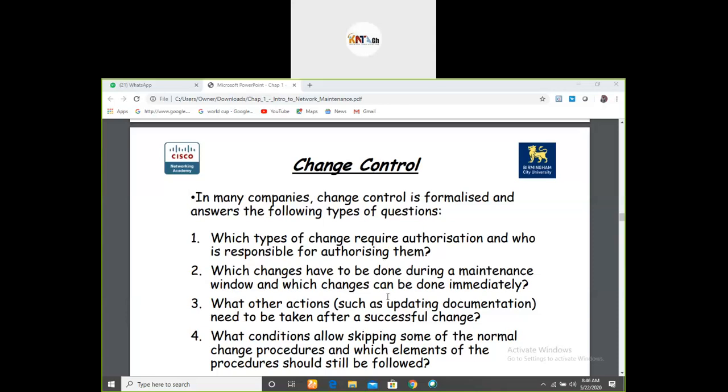And these procedures answer different types of questions. One, which types of change require authorization, and who is responsible for authorizing them?